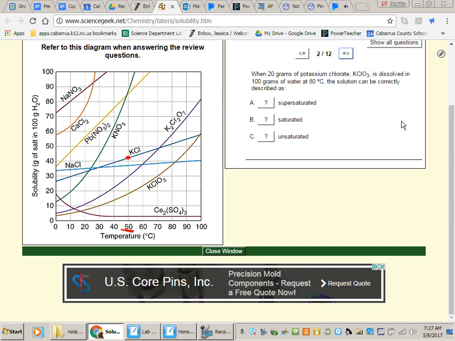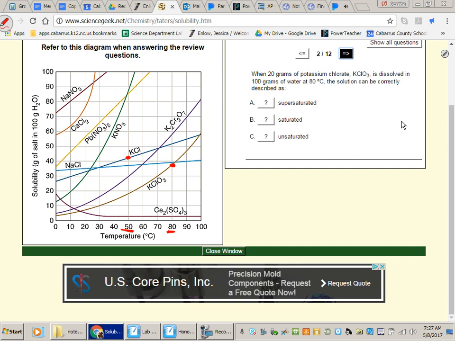When 20 grams of potassium chloride is dissolved in 100 grams of water at 80 degrees Celsius, the solution correctly can be described as, we're looking at who? What solution? What line? Kind of browny red one here, potassium chlorate, but looking at what temperature? 80 degrees over here, and then you bounce all the way up to the line, and how much should dissolve? 38, 39, someplace up there, not quite 40.